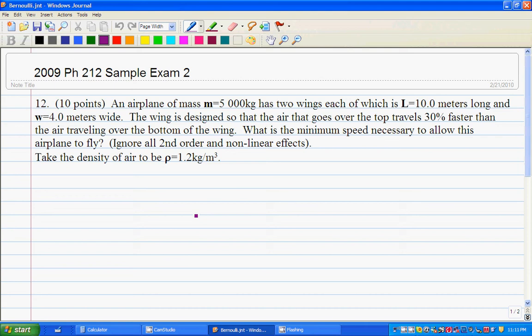The wing is designed so that the air that goes over the top travels 30% faster than the air traveling over the bottom of the wing. What is the minimum speed necessary to allow this plane to fly? And we get to ignore all those second order effects we talked about in class.